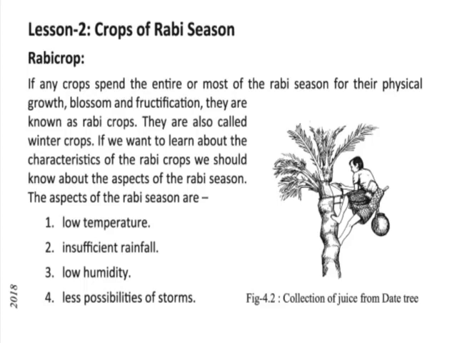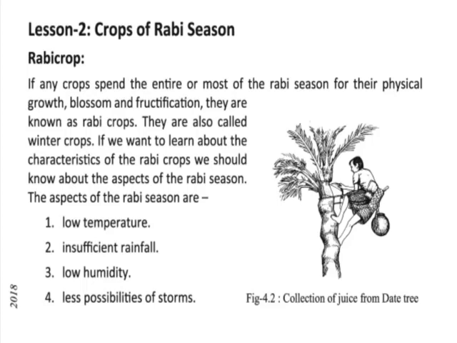If you want to learn about the characteristics of the Rabi crops, we should know about the aspects of the Rabi season. If you want to know about the features or traits of these Rabi crops, we should know about the characteristics of the Rabi season. Aspects means characteristics. What are the characteristics of the Rabi season? 1. Low temperature. There is no hot temperature in the season, and insufficient rainfall.